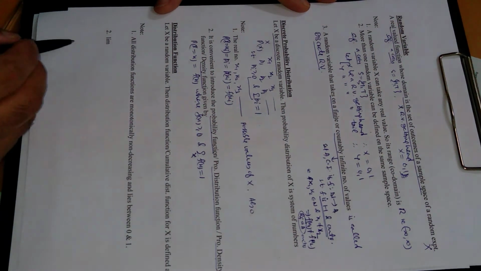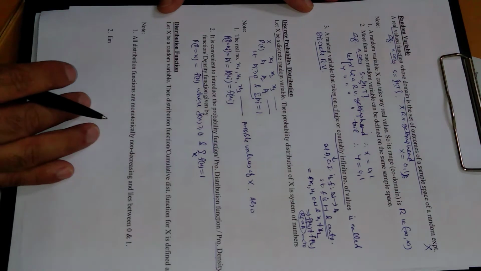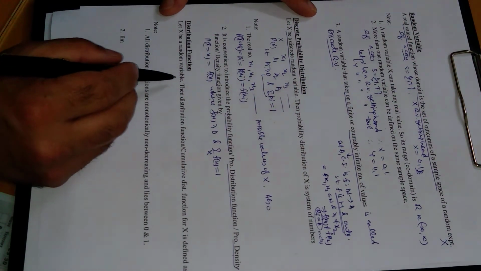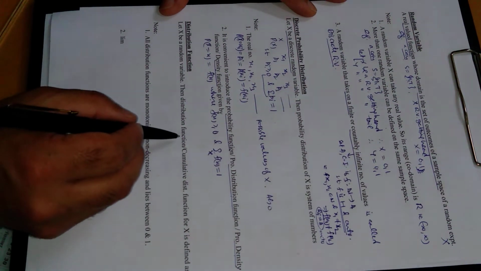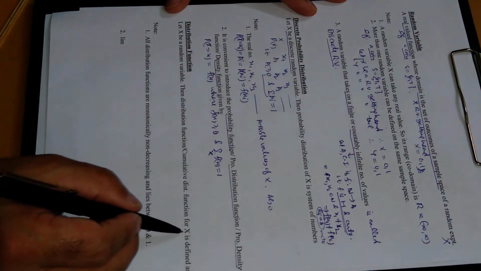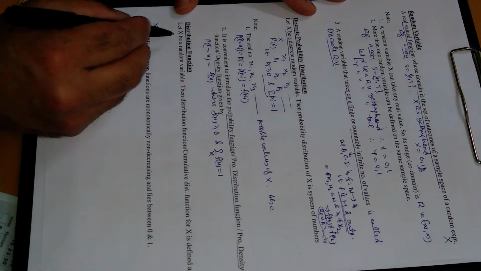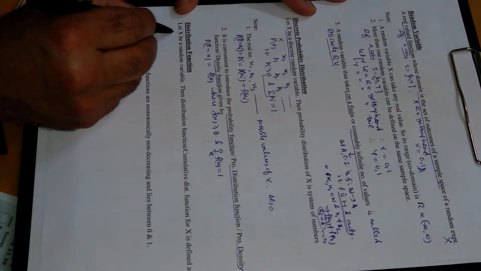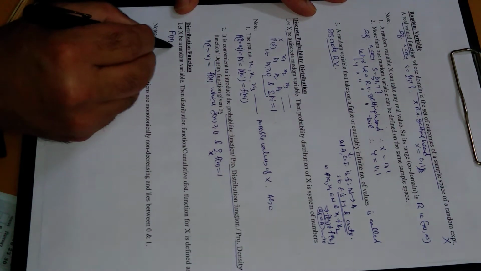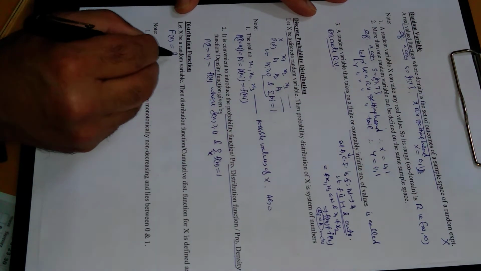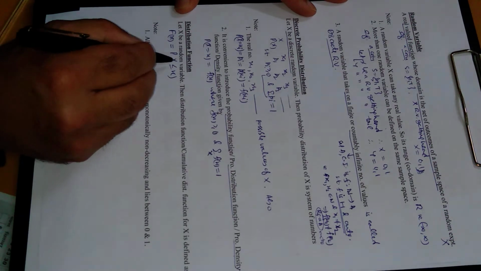Distribution function. Let X be any random variable. Then the distribution function or cumulative distribution function for X is denoted by capital F of x, and is equal to the probability that capital X is less than or equal to x.